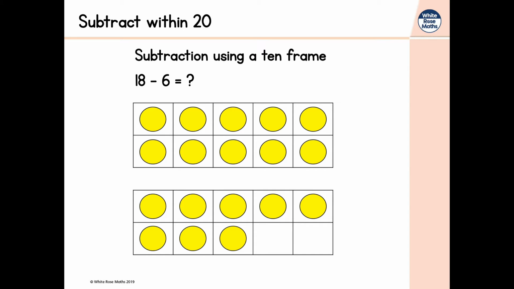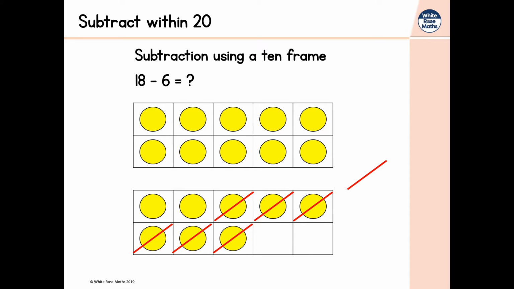When I do subtraction using a 10 frame, I like to show my work. And if I show my work, I can use a line or a cross, or I can even remove the counters if I had them in front of me. But for today, let's cross them out. How many am I going to cross out if my question is 18 subtract 6? Exactly. I'm going to cross out 6. 1, 2, 3, 4, 5, 6. There. This shows 18 subtract 6.